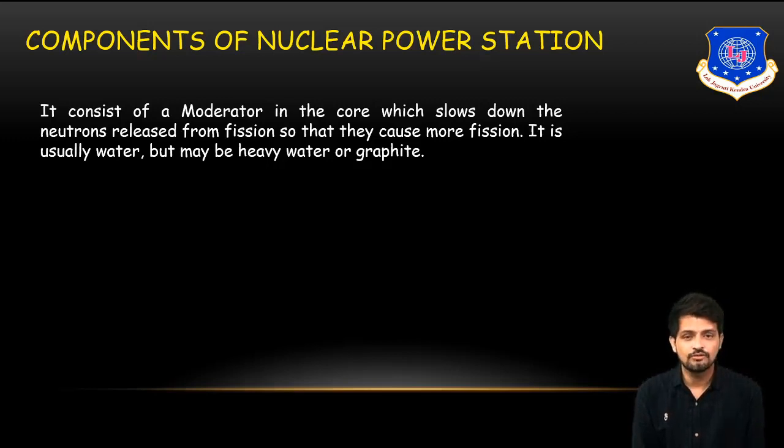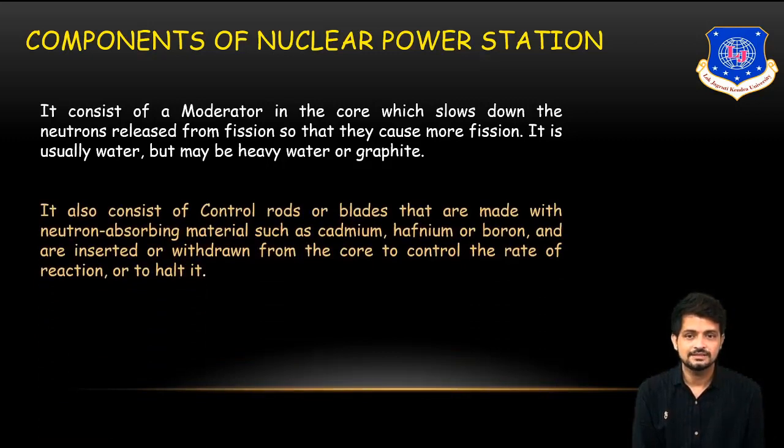The moderator in the core will slow down the neutrons released from the fission so that they will not create more fission. Okay, now last thing is the control rods. In control rods, we are basically using neutron absorbing materials such as cadmium. So the control rods are the components that are controlling the rate of reaction. They can easily stop the rate of reaction because we are using neutron absorbing material. So some neutrons will be absorbed, and with the help of this we can control the rate of reaction.